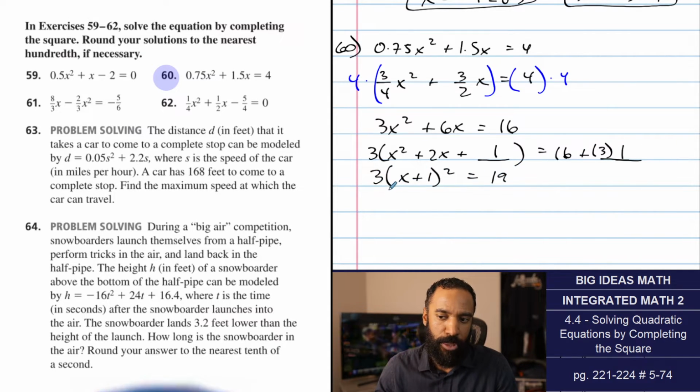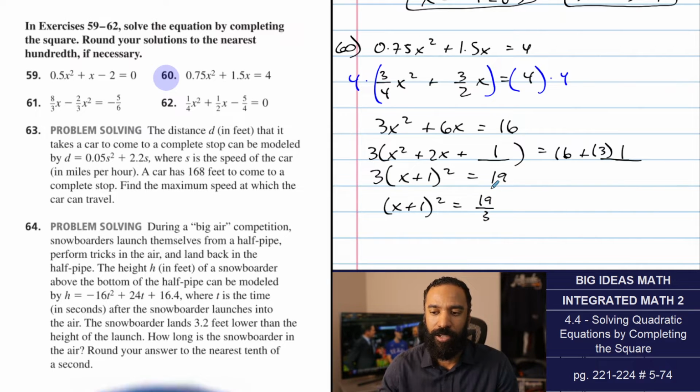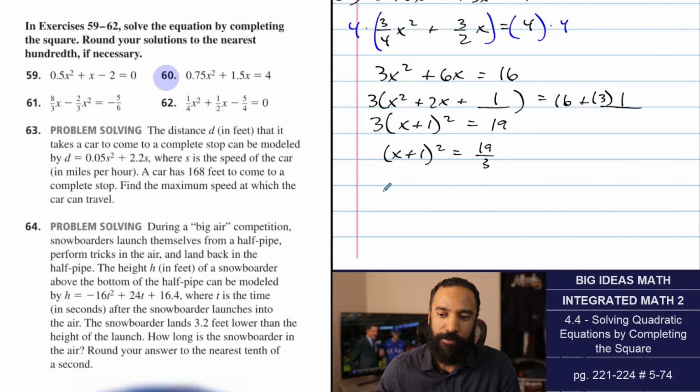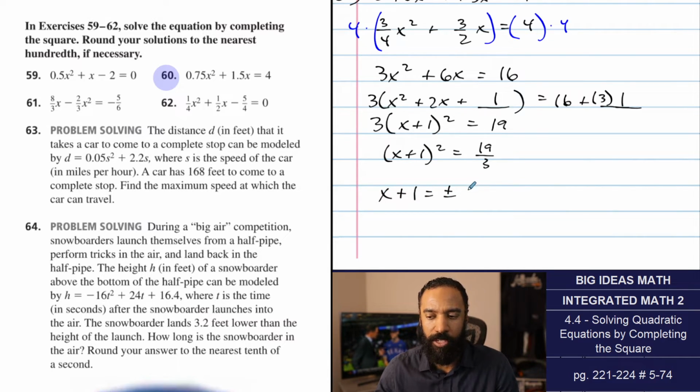But here you have to divide by 3, right? We've solved problems using square roots before. We got to divide both sides by 3 now before we move forward, 19/3. Now, square root of both sides here. This is the first time that we actually get to do something in terms of simplifying radicals. It's kind of bizarre that we didn't get to do it before.